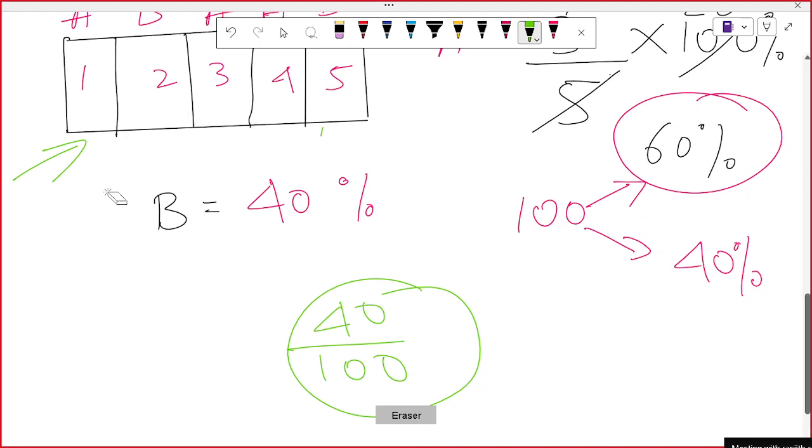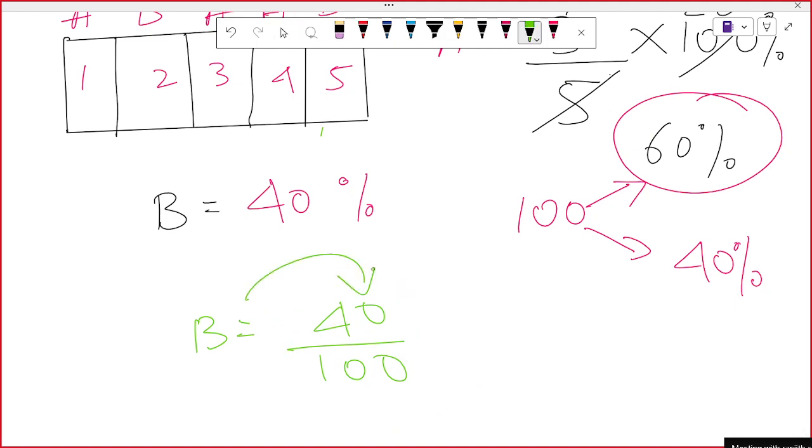So here there were only 5 pieces. What if 100 pieces were there? How many pieces would B have got? For 100 pieces, B would have got 40 pieces of chocolate. That's the concept of percentage, out of every 100. So for 5 pieces, B got only 2. If it were 100, B would have got 40. Okay, that's it, the concept is done. We'll start solving the questions. Percent and percentage, the meaning is the same, students.